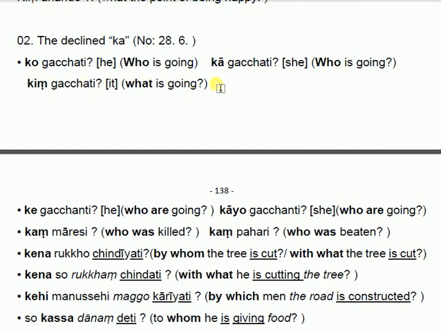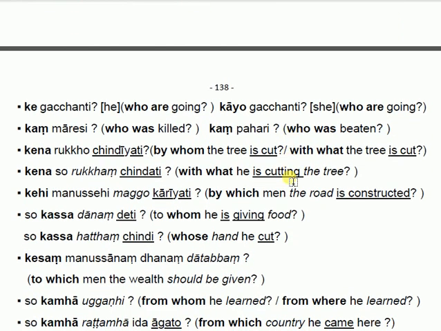And here ka gachati, this is feminine gender. So she, who is going, asking about she. Here who is going, asking about he. And if we ask king gachati, so neuter gender, king gachati, what is going? So we are asking about it. What is going? Right.